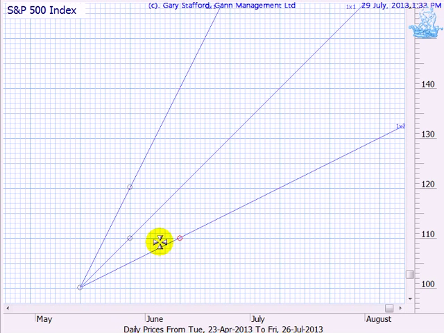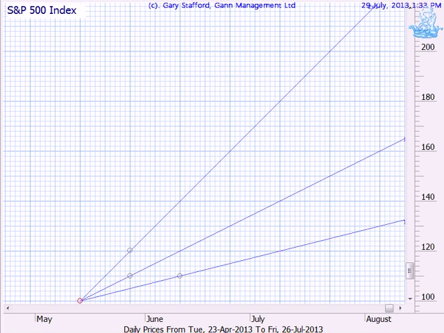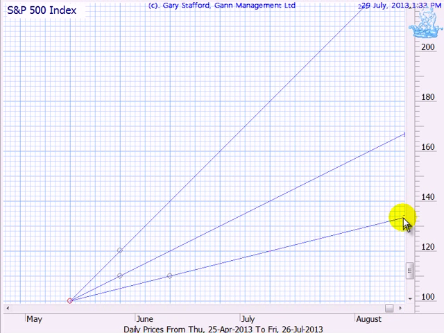Now the problem occurs when we change the scale. So at the moment I'm going up at the rate of 10, but I could change that to 20, and straight away you can see that the chart changes. All the angles have got flatter. It's hard to see now, but that there is a 1 by 2. The 1 by 1 no longer looks like 45 degrees, but it's still 45 degrees.